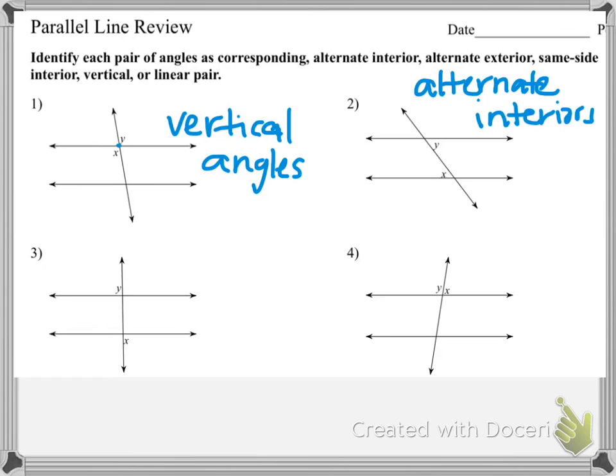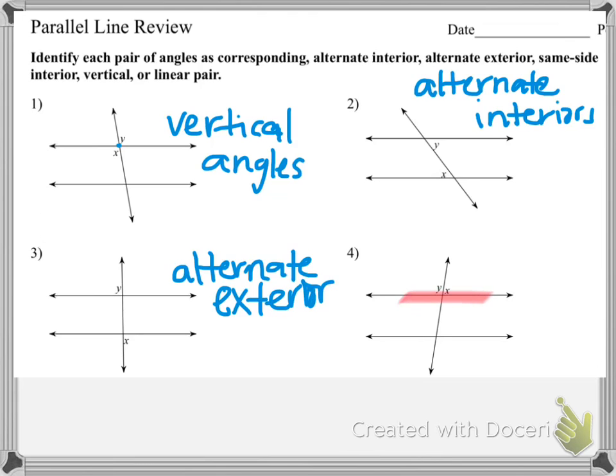Number 3, the X and the Y are outside of the parallel lines and they're on opposite sides of the transversal, so this is what we call alternate interior. Sorry, not alternate interior, alternate exterior, right? Because they're on the outside of the parallel lines. And then question number 4 here, the lines are right next to each other, and so if we see they create a line, and so this is what we call a linear pair.